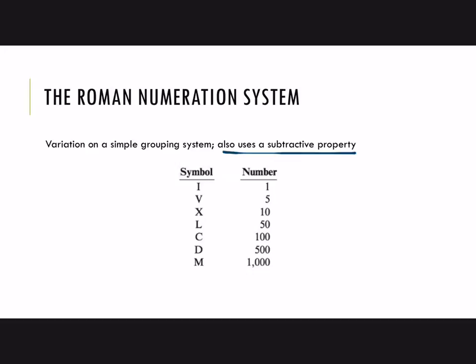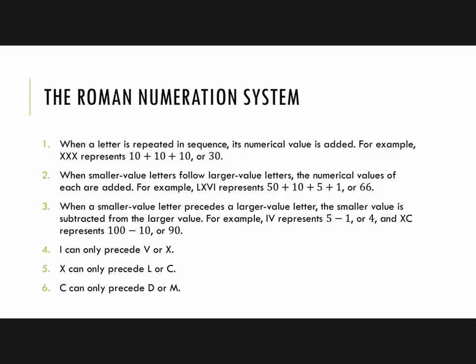A numeration system always involves a set of symbols. So here are the ones that we will look at for the Roman numeration system. Okay, and we have just some letters which represent various quantities. Notice we do have tens, 1, 10, 100, 1,000. But we also have some fives. We have fives, 50s, and 500s.